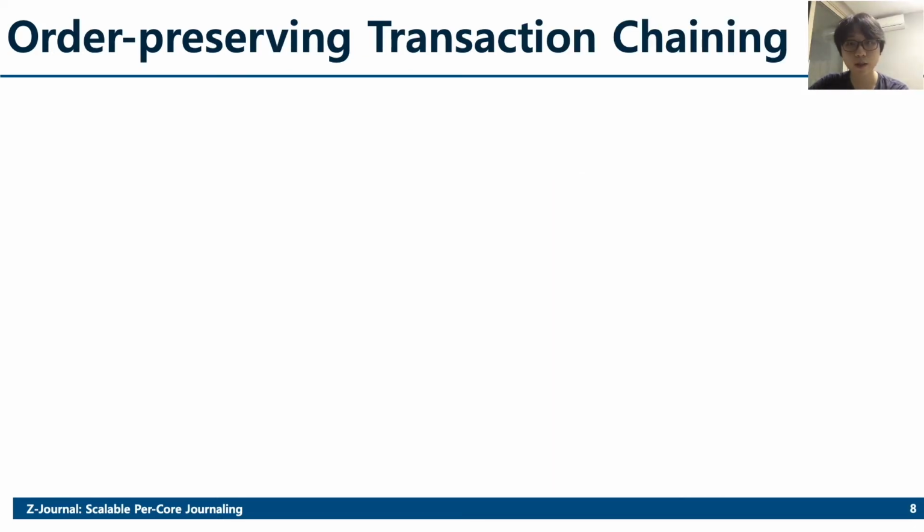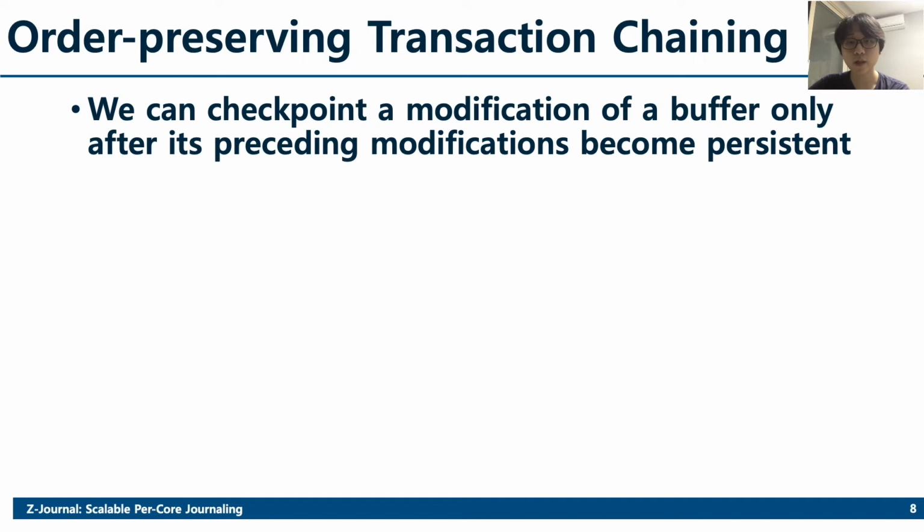Order-preserving transaction chaining lies at the core of our journal coherence protocol. Please remember this. The final state of a file system block is formed by checkpoint, not commit. However, a block modification becomes persistent after it's committed. The ground rule is simple. We can checkpoint a modification of a buffer only after all of its preceding modifications become persistent. If this rule is well kept, no aforementioned consistency problem will occur.